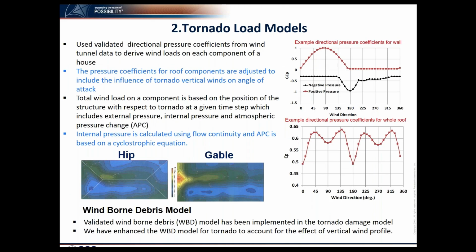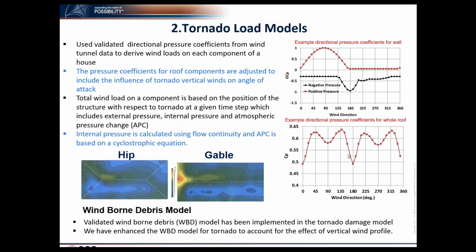So again, I told you that the tornado load model is based on experimental data that we have from the wind tunnel. So we have directional pressure coefficient data from University of Western Ontario that we incorporated in our model. Here is an example of the wind pressure coefficient variation with respect to the wind direction for positive and negative pressure. And here is another example of the pressure coefficient variation on a whole roof. This is for a component level basis, and this is for a whole roof.